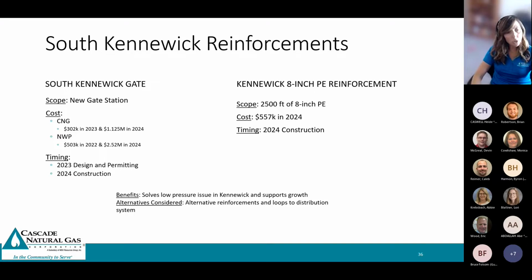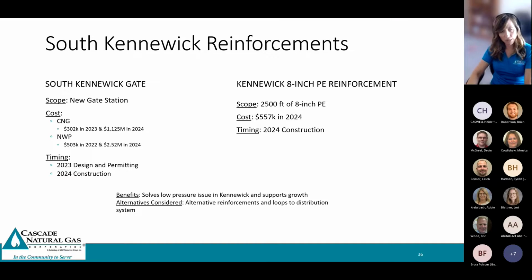And alternatives considered. We did look at this. In Kennewick, we have a lot of isolated pipe, a lot of homes, and I don't know exactly the dynamics on it, but they just didn't all go gas. So Kennewick's distribution system is kind of isolated. There are pockets of gas. So to really boost pressure, you'd have to do a significant amount of loops, and those loops were just not as favorable as this solution.